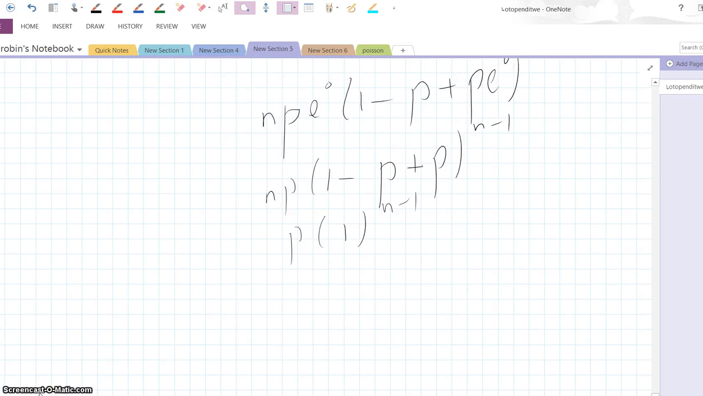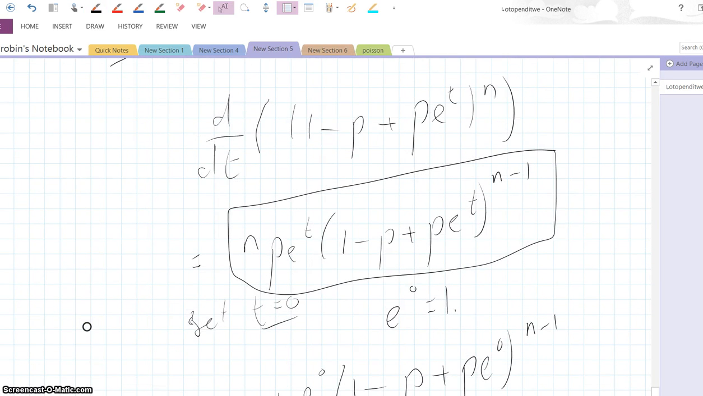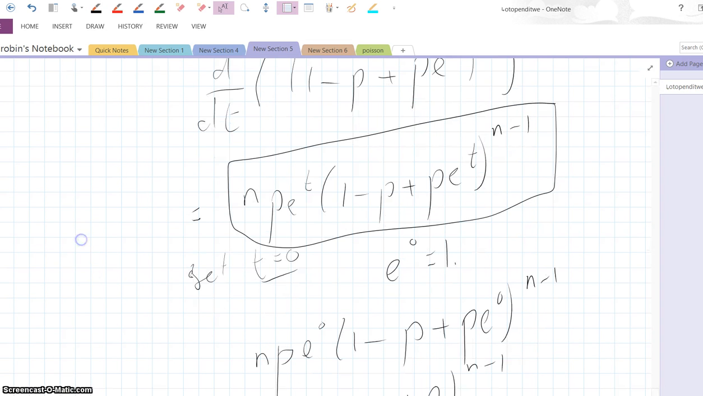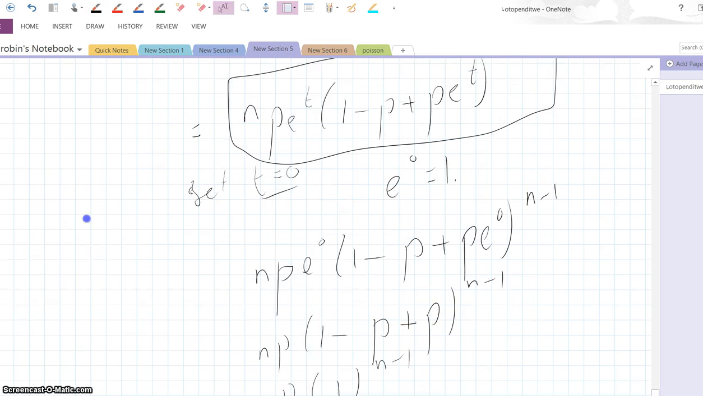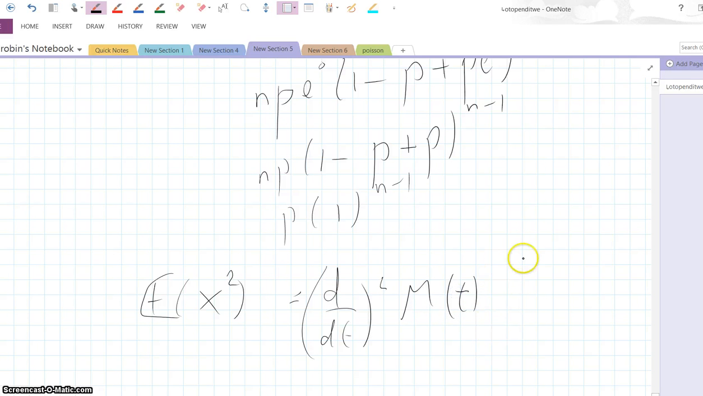Okay, now I'm going to work out... I've worked out the expectation of x using the first derivative, which was this thing here, I think. Yeah, that one there. So now to work out the second derivative, sorry, to work out E of X squared, that's d by dt squared, differentiate it twice, M of t evaluated at t equals 0.